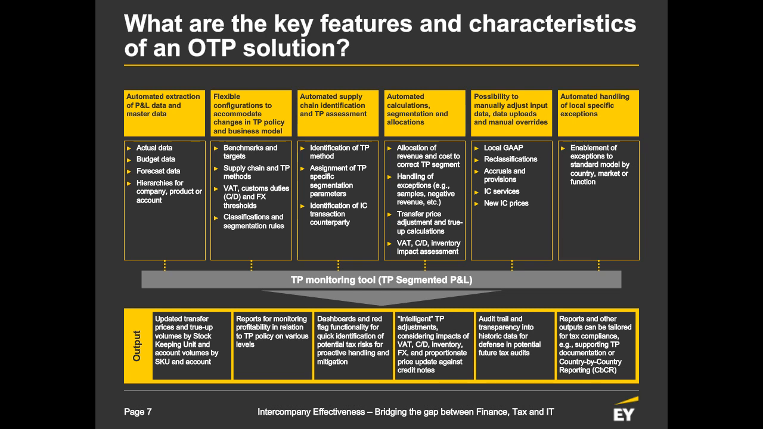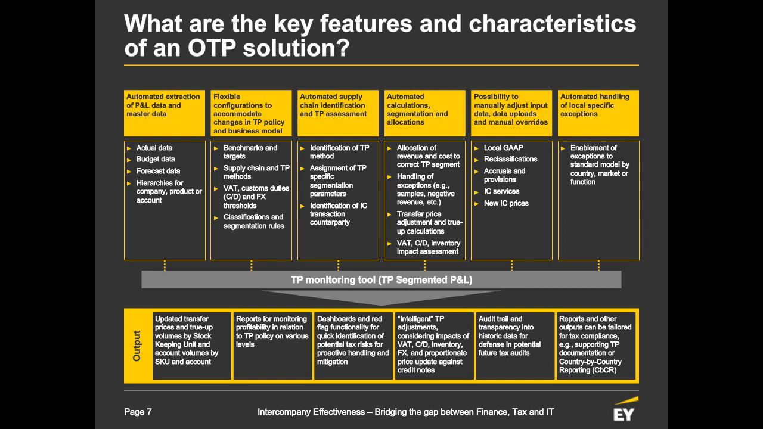I'd just like to take you through step by step some of the key features that we see in our operational transfer pricing solutions. So the first step is to automate the extraction and collection of data. Now, we've heard previously that we see good practice as managing our transfer prices prospectively. To achieve this, we need a combination of actual data, budget data, and forecast data.